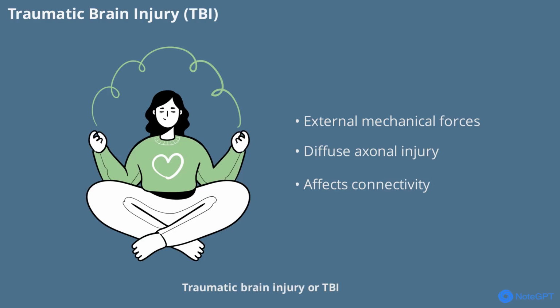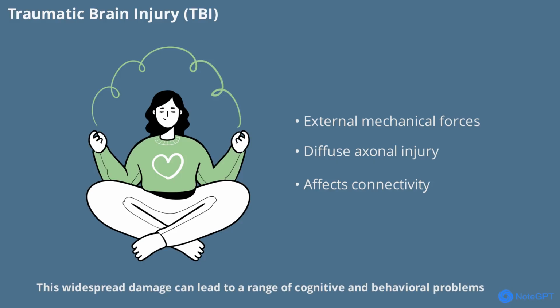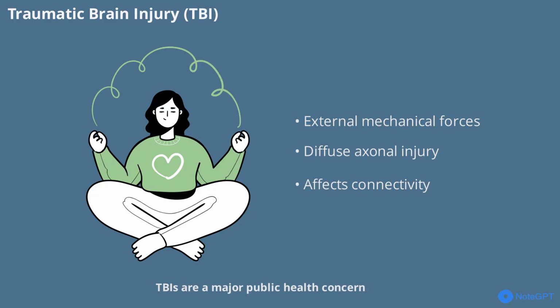Traumatic brain injury, or TBI, is caused by external mechanical forces such as falls or collisions. Unlike focal injuries, TBIs often result in diffuse axonal injury, which disrupts the connections between brain regions. This widespread damage can lead to a range of cognitive and behavioral problems, from slowed thinking to difficulties with attention and executive function. TBIs are a major public health concern due to their frequency and long-term impact.